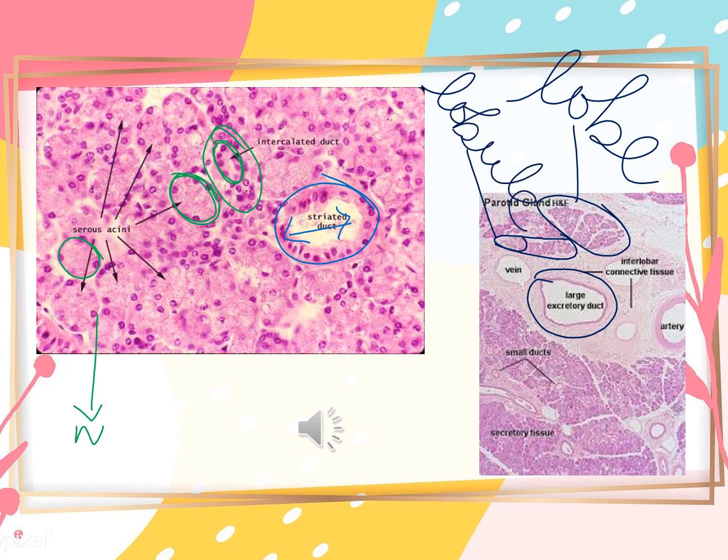The big house is a lobe, different rooms are lobules. Okay, so sometimes this excretory duct is present within this lobe. That is why it's called an intralobular excretory duct. If it is present between two lobes, it will be called an interlobular excretory duct. Okay, the salivary gland is richly supplied by connective tissue having a lot of blood vessels and nerve supply also.